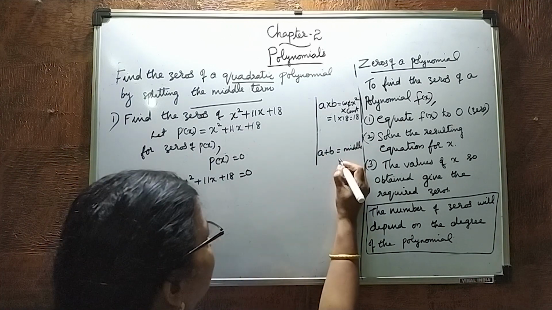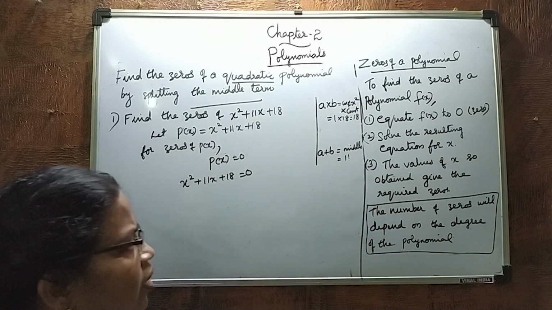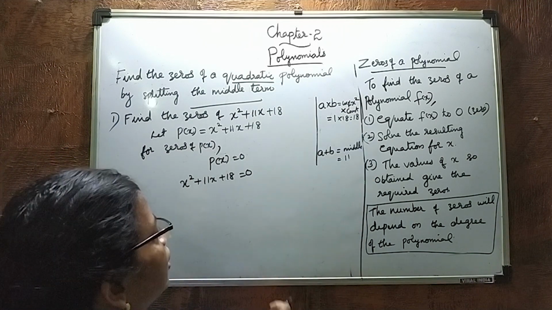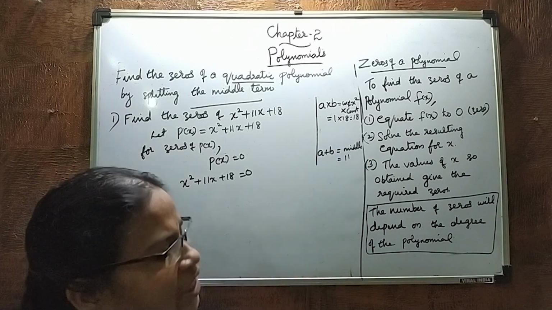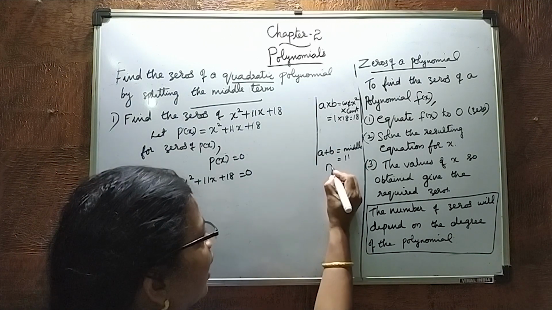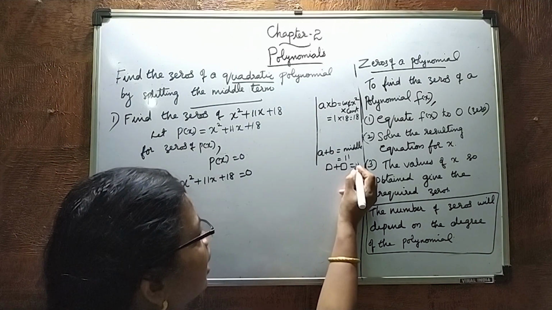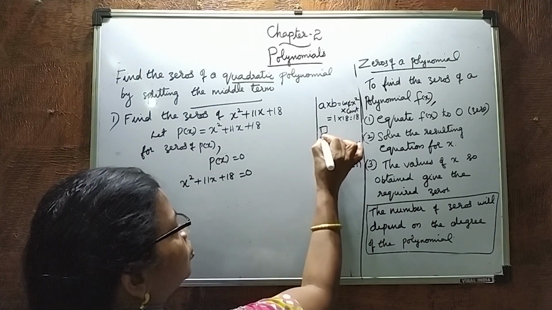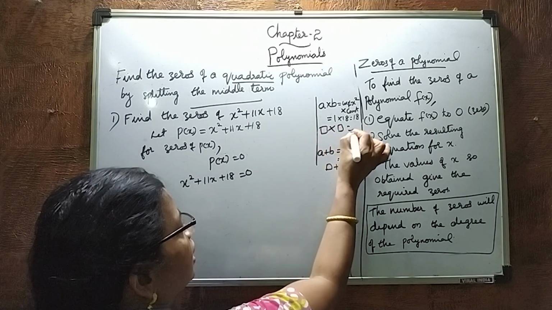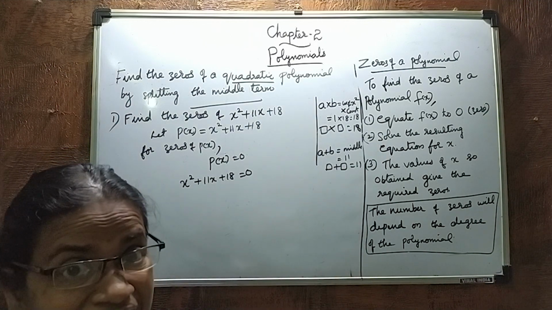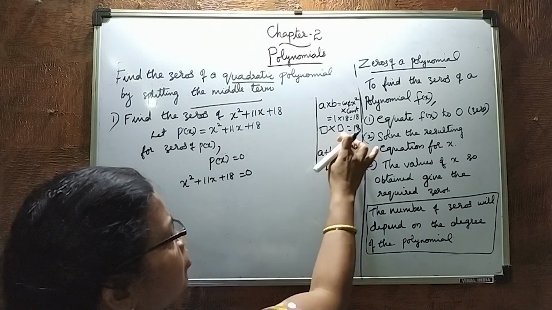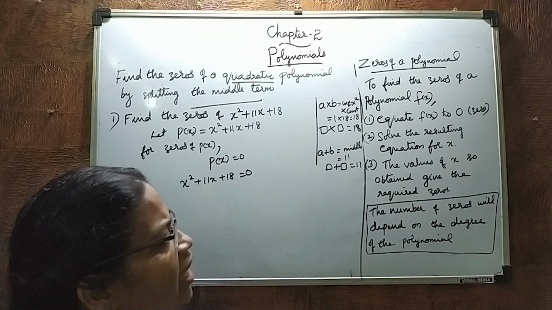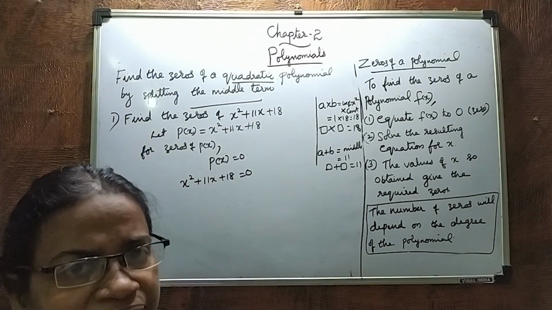So it is 11. Now look, when you multiply, you have to get the answer 18. When you add, you have to get the answer 11. Which two numbers multiply to give 18 and, when added, give 11? Whichever numbers you take, the same numbers you have to add and get the answer 11.